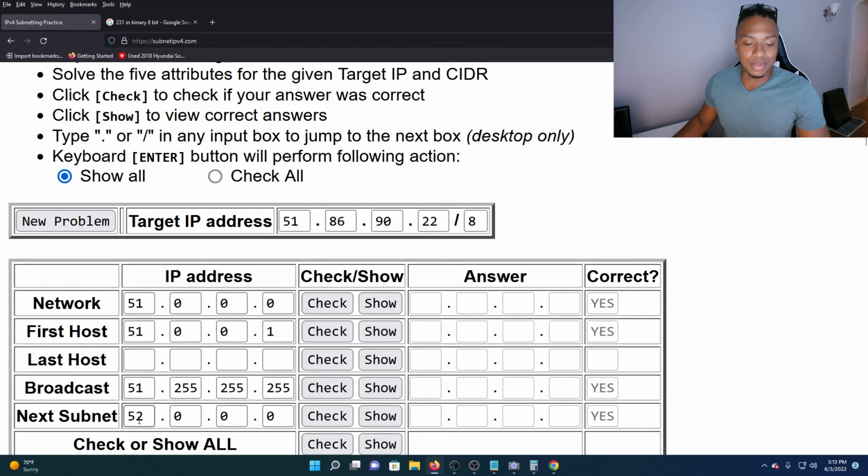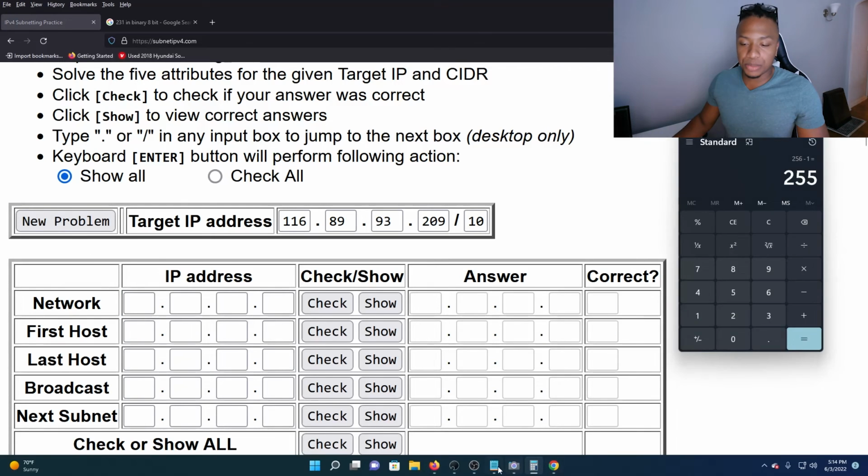So -1, we can probably assume it's going to be 51, 255, 255, 254, because just -1. That was a little too easy. I think let's just try like a /10, something like that. All right, this should be a little more challenging.